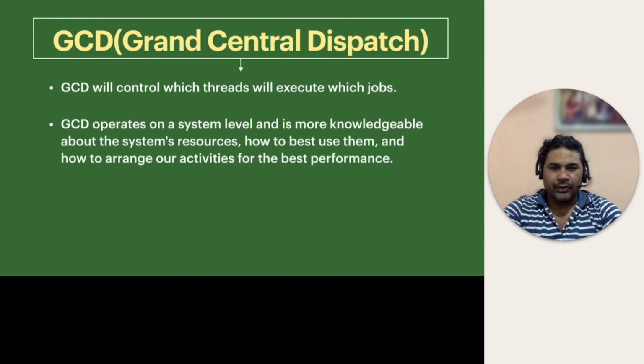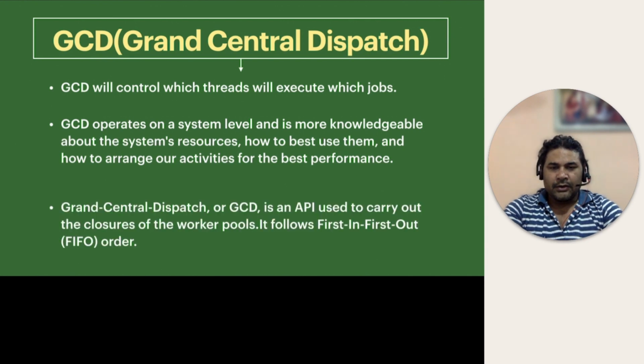GCD operates on a system level and is more knowledgeable about the system resources, how to best use them, and how to arrange our activities for the best performance. Compared to the developer, GCD is more knowledgeable about the system resources. So GCD is an API used to carry out closures from a worker pool, and it follows first in, first out order.